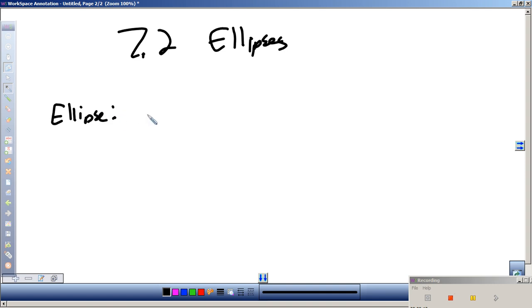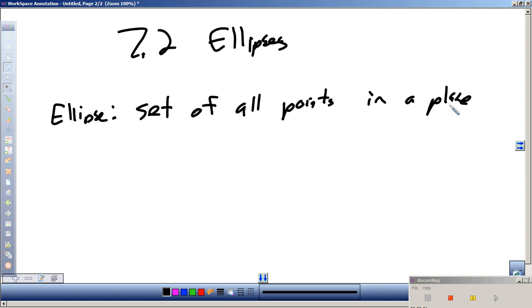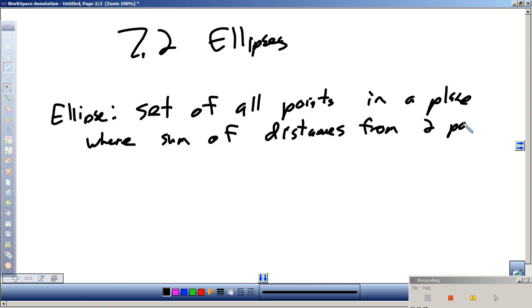What is an ellipse? It is the set of all points in a plane where the sum of the distances from two points is constant.